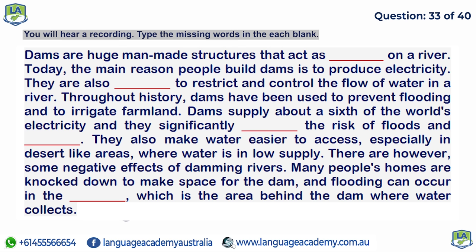Dams are huge man-made structures that act as barriers on a river. Today, the main reason people build dams is to produce electricity. They are also built to restrict and control the flow of water in a river. Throughout history, dams have been used to prevent flooding and to irrigate farmland. Dams supply about a sixth of the world's electricity, and they significantly reduce the risk of floods and droughts. They also make water easier to access, especially in desert-like areas, where water is in low supply.